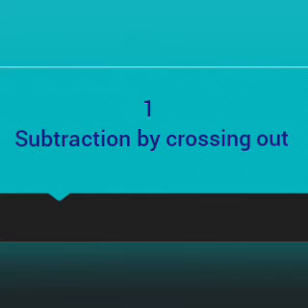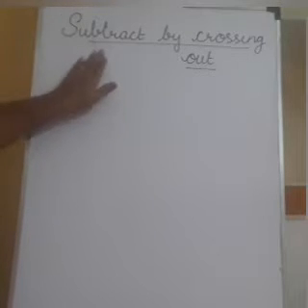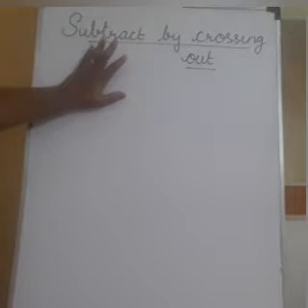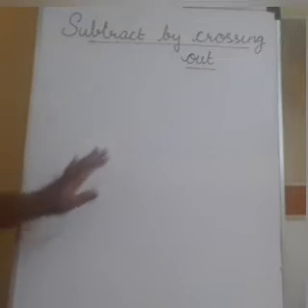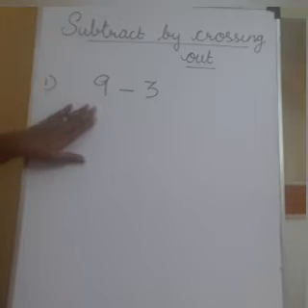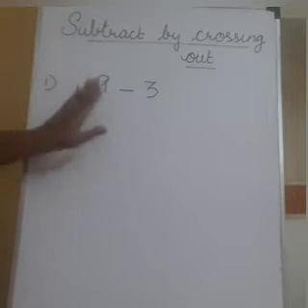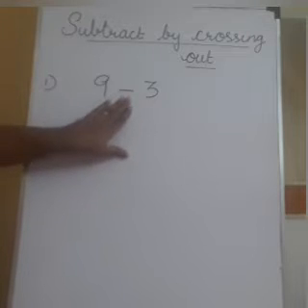Today, we are going to study 3 ways of subtraction. Number 1, subtraction by crossing out. Okay, my dear kids, the question may be asked like this: subtract by crossing out. Look at the first question. The first question here is asked as 9 minus 3. We know that minus is the sign of subtraction.